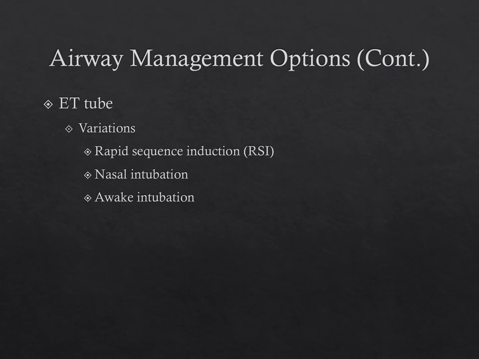They also can use this for a nasal intubation. Instead of going through the mouth, though, they will place the tube through the nose and down to the trachea that way. This is when you're going to have to do procedures on the oral cavity. And then also awake intubations can be used in conjunction with this.